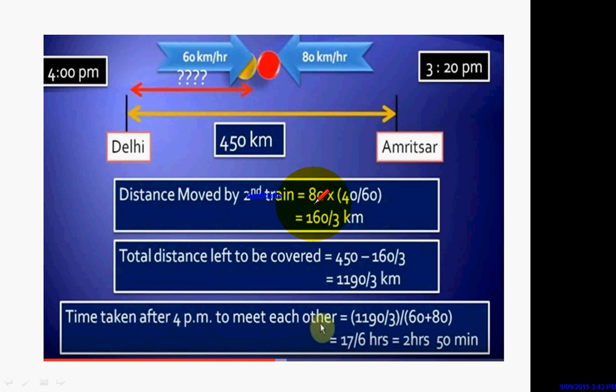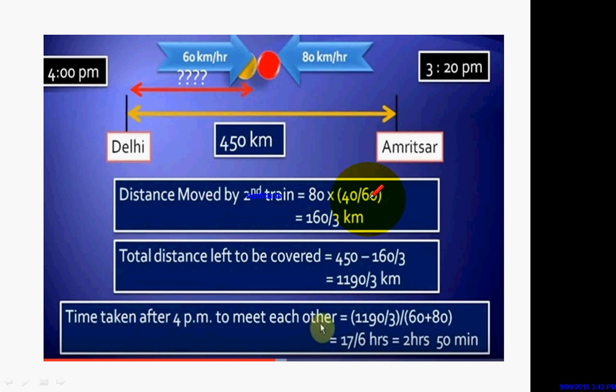Here the speed of the second train is given as 80, and the time is 40 minutes. Again, I'll repeat, that 40 minutes is the difference between these two times, that is 3:20 p.m. and 4 p.m. That is 40 minutes. So we need to convert it into hours.